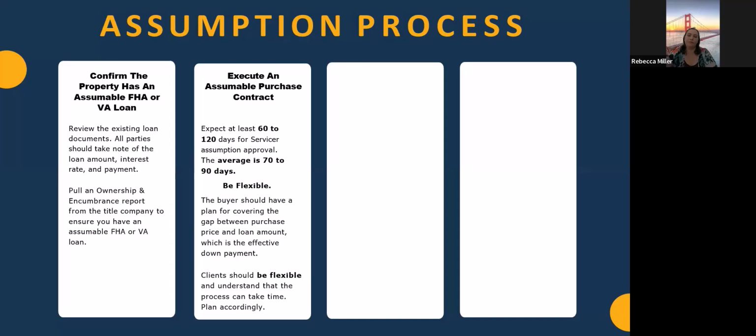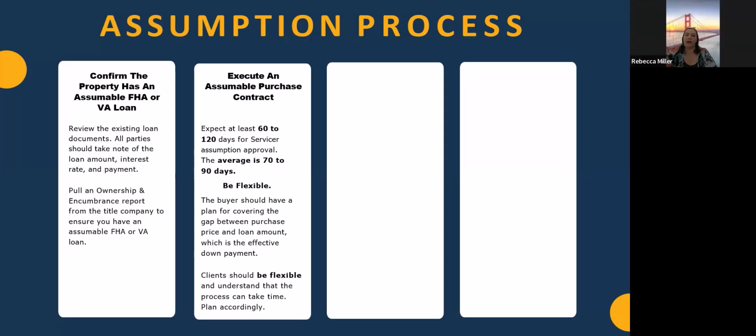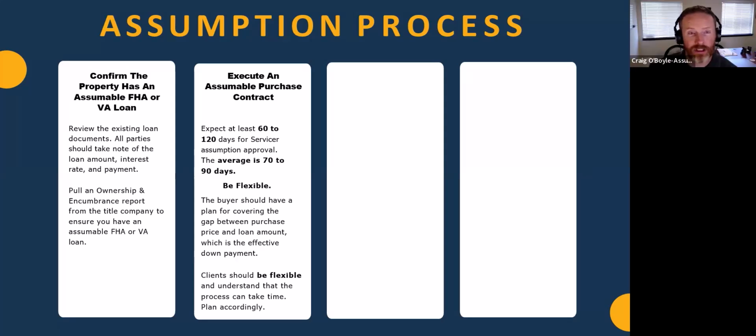Be flexible. Next, the buyer should have a plan for covering the gap between purchase price and loan amount, which is the effective down payment. $500,000 sale, $400,000 loan, $100,000 down payment. And that, Craig, is because that overage, that gap, cannot be rolled into the assumable loan. Right. The loan does not change at all.